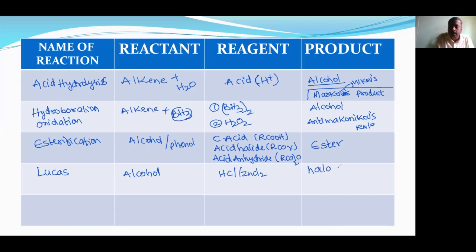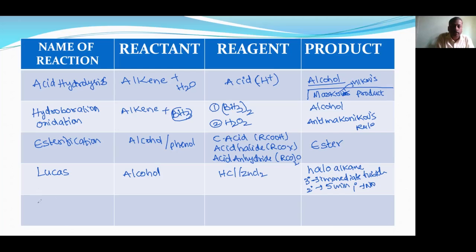What is the product? The product is a haloalkane, and if it is 3 degree, immediate turbidity. 3 degree, immediate turbidity. 2 degree, it will take 5 minutes. 1 degree, no turbidity at room temperature.